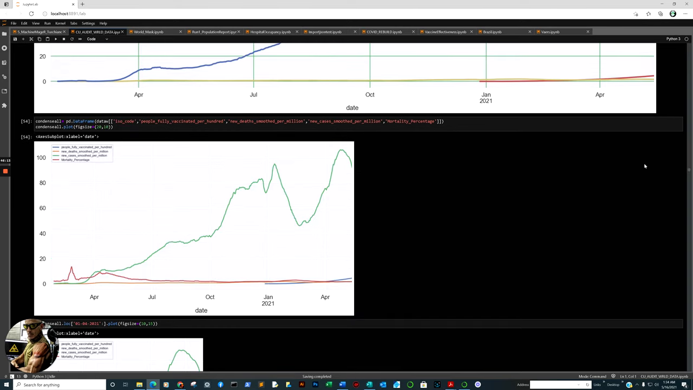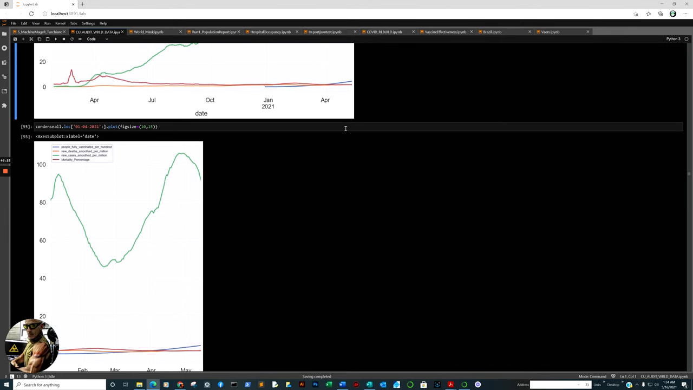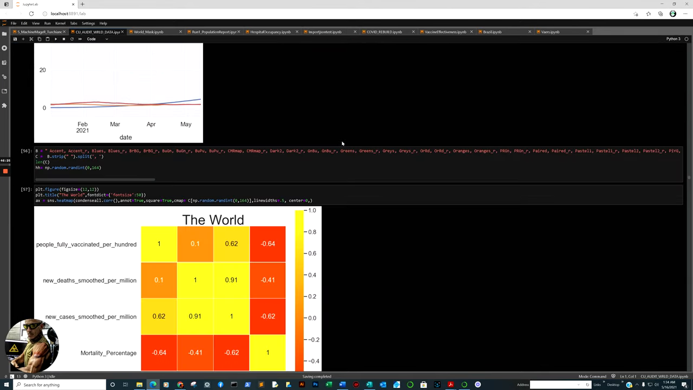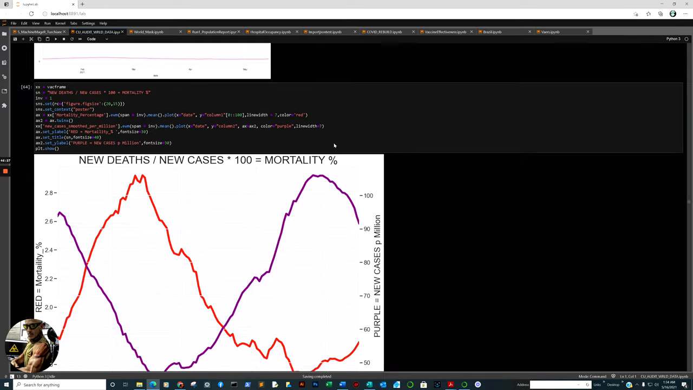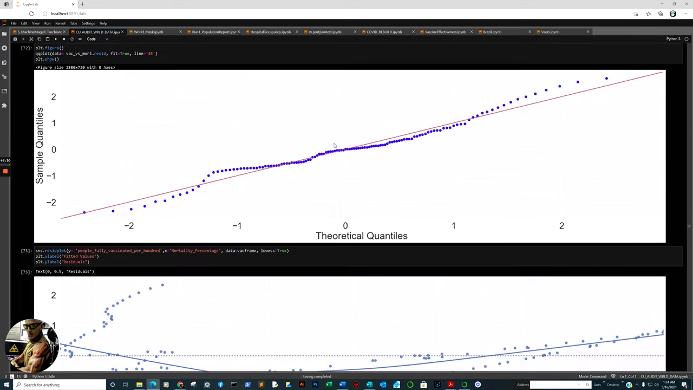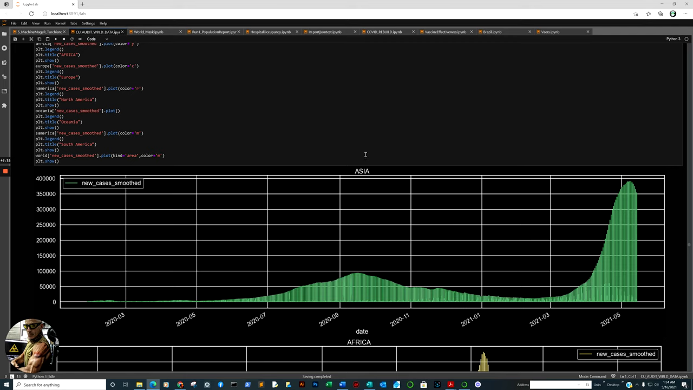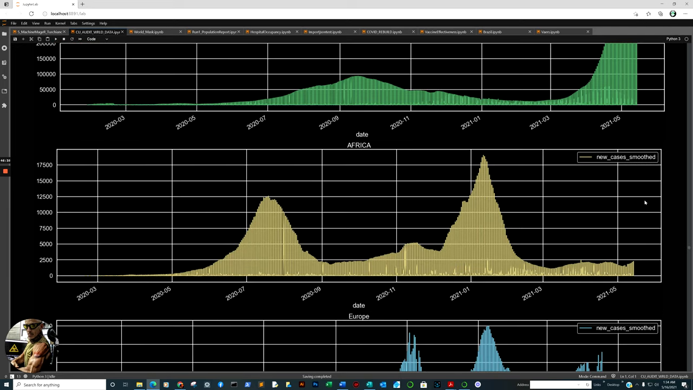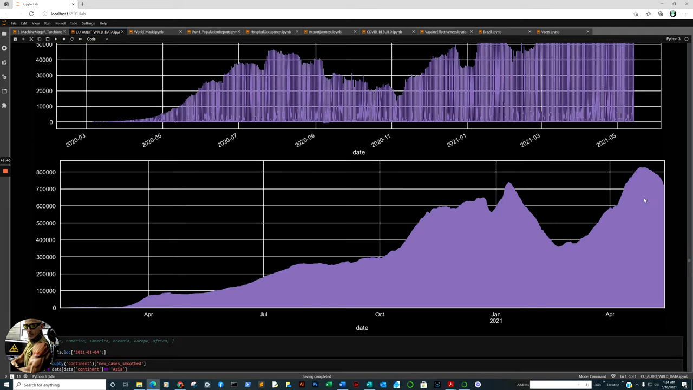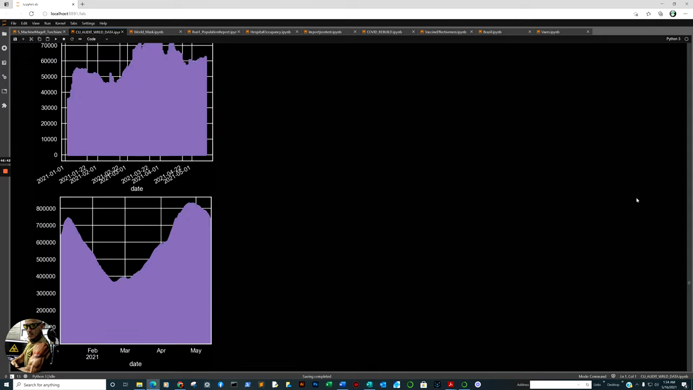The world, we show the drop. Totally, the mortality percentage, people fully vaccinated per 100, right there, right now. So that's what gives you an idea. But even then, look at the drop in the curve. Let's go that way. Let's see. Yep, and all of a sudden, Asia is beginning to drop. Let's see how fast this drops. Look at the steep incline, but next week will be interesting. All right, so there we go. Again, please forgive me, I'm scrolling through real fast.